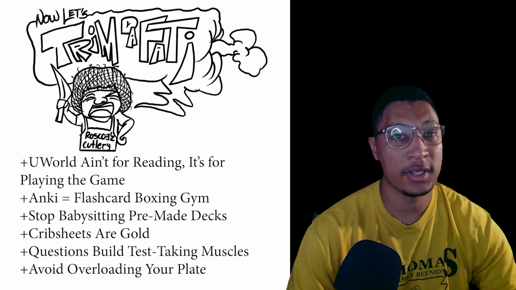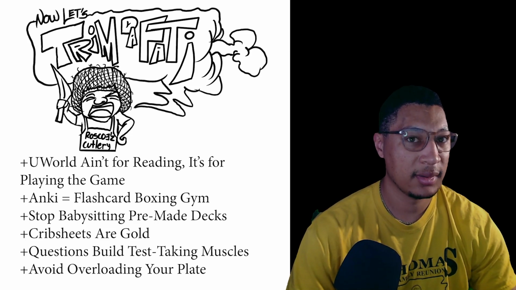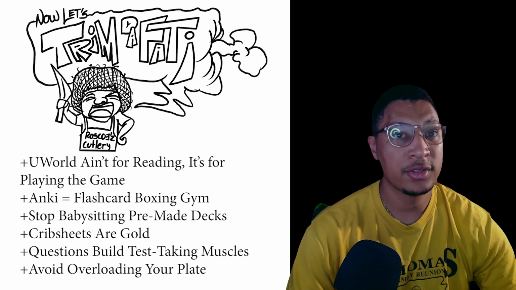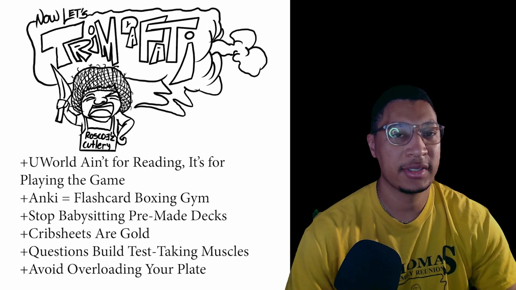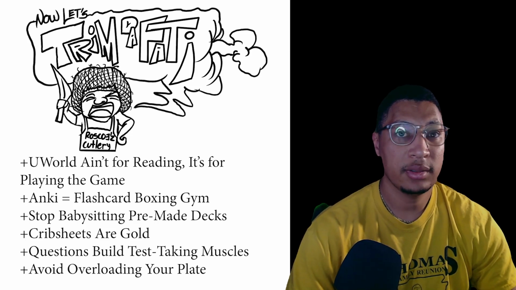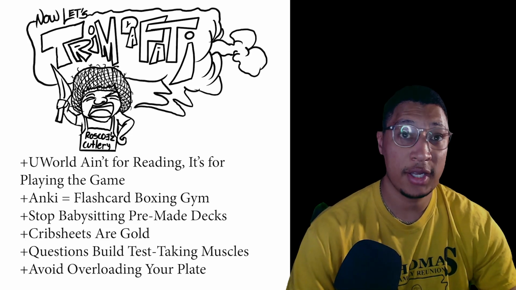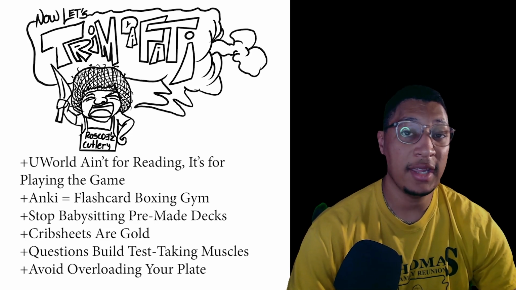Crib sheets are your golden goose. Write down only what you need to get a question right. No fluff, no dissertation, none of that stuff. You're here to remember how to win the fight, not to rehearse a history lesson. If you want to teach, pass your exam first. Questions build test-taking muscles, not the other way around. UWorld or any other question bank isn't your teacher, it's your sparring partner. The more rounds you go, the better you dodge, weave, and knock out wrong answers. So just take advantage of it.